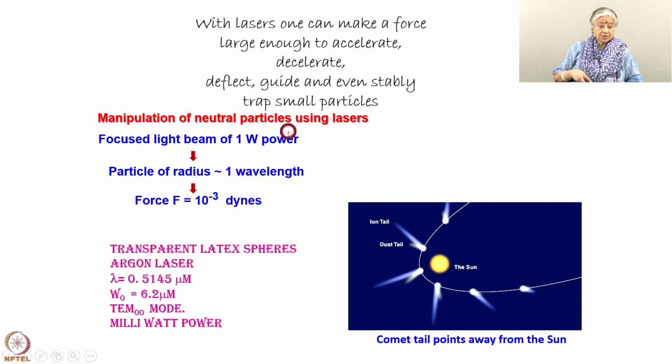Now how does it work? Say a focused light beam of approximately 1 watt power, and a particle whose radius is tiny. So we will not talk about the celestial bodies anymore, but about things that can be done in the lab. Take a particle of radius 1 wavelength. The force that is applied on such a particle with a laser of say 1 watt power is approximately 10 to the power minus 3 dynes.